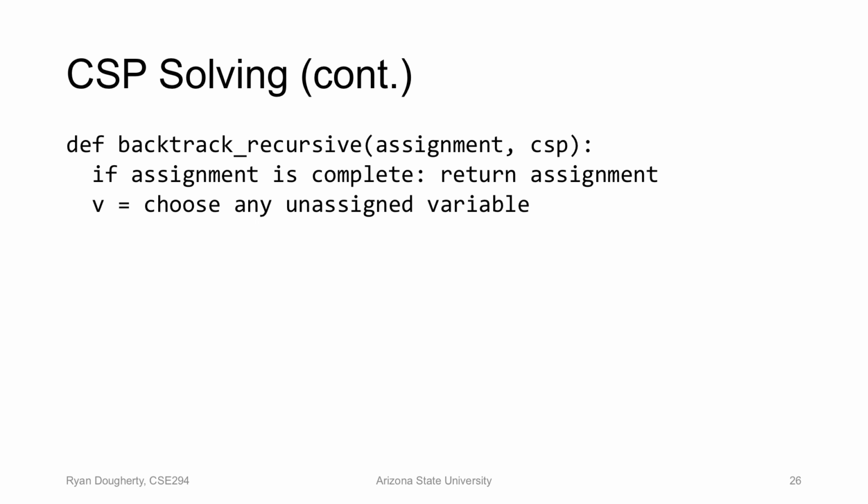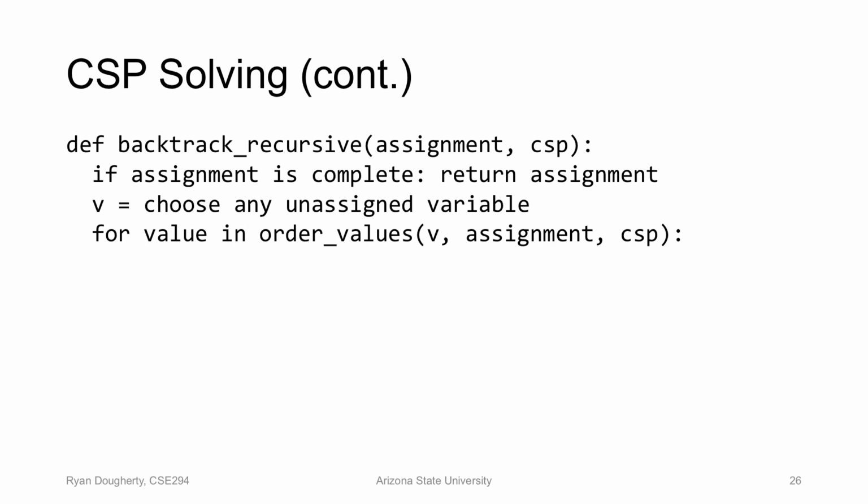But if we're not, then there must be some unassigned variable, because if it's not complete, then there's some unassigned variable. So I choose any one, it doesn't matter which. Then I'm going to look at every single value that I could assign to V. Because, unlike the 8 queens and the map coloring problem, different variables could have different domains. So here, it actually may depend on the variable that I choose.